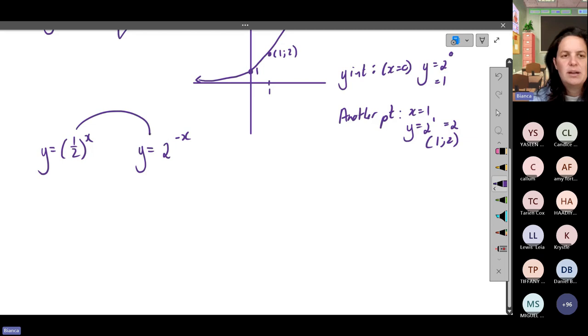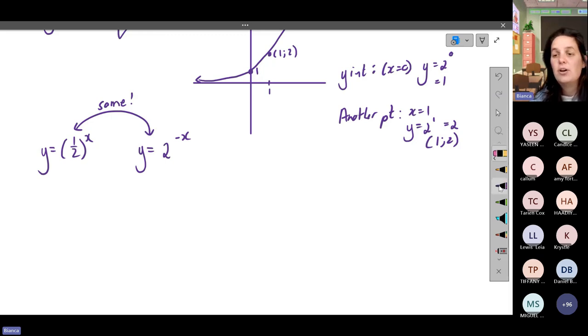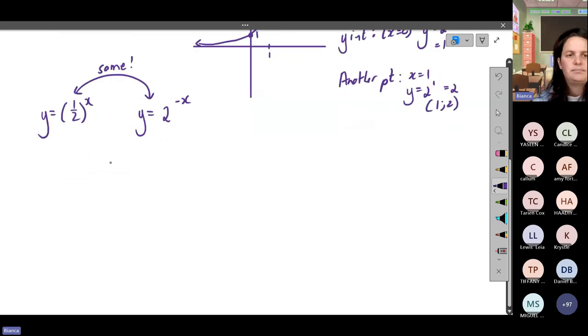So I just want you to be mindful that this is exactly the same. If it's got an exponent there, remember another way to write a half is to bring that denominator up and give it a negative exponent. And that's where that 2 to the power of negative x comes from. So now if I ask you to draw this one, let's talk about this.